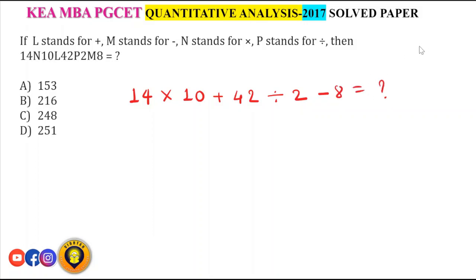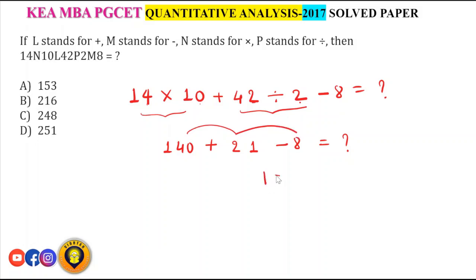According to BODMAS rule, there is no bracket, right? So first you go for division, multiplication, then addition, subtraction. 14 into 10 is 140, plus 42 divided by 2 is 21, minus 8. So 140 plus 21 is 161, 161 minus 8 is 153. So the answer is option A, 153.